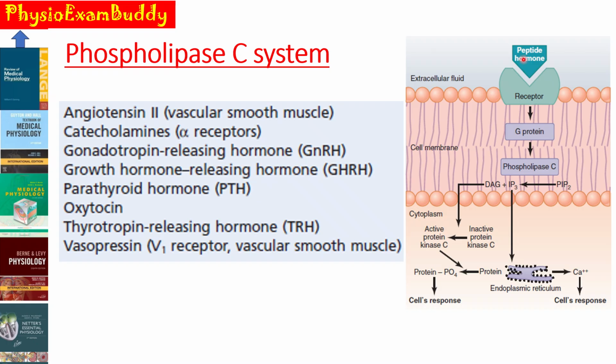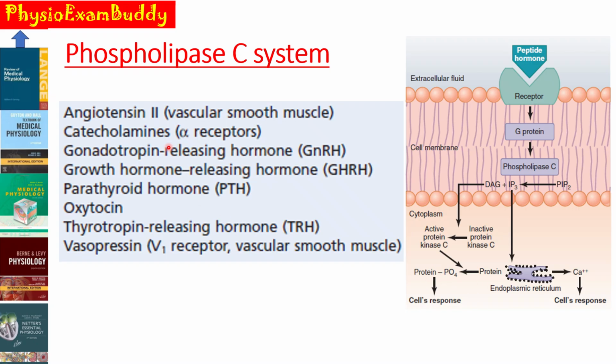The second type of second messenger is the phospholipase C system. That is, once a hormone combines with the receptor, it will activate an enzyme, phospholipase C, which will catalyze the breakdown of phosphatidyl inositol biphosphate, that is PIP2, into inositol triphosphate, that is IP3, as well as diacylglycerol. This IP3 usually mobilizes calcium from the mitochondria as well as the endoplasmic reticulum, whereas the DAG usually activates protein kinase C and causes the phosphorylation of certain proteins. Both this calcium release as well as the phosphorylation of the proteins will produce the cell's response.